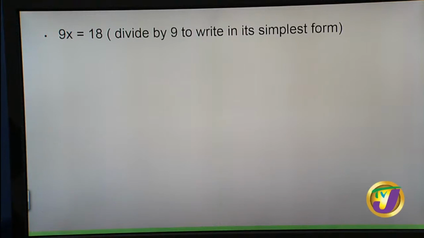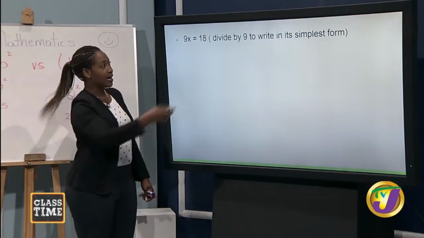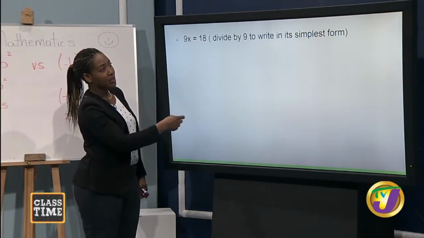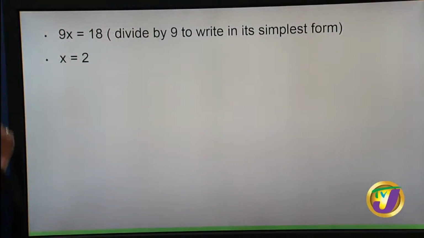9x equal 18. I do not want the value for 9x. I want the value for x. And because of that, I'm going to undo what is done to the x here by dividing throughout by 9 to get the simplest form. And that will give me 9x divided by 9 leaves me with x. 18 divided by 9 gives me 2. So I now have a value for x.